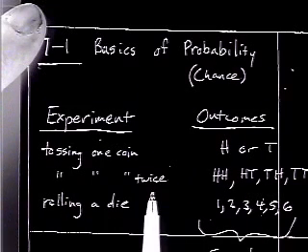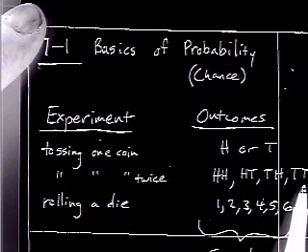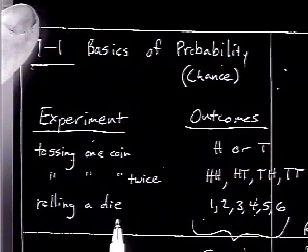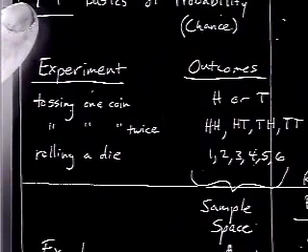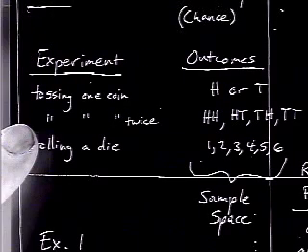If we toss one coin but we do it twice, then we could get heads both times, heads then tails, tails then heads, lastly tails and tails. That would be all of the outcomes. Rolling a die, we could get 1 through 6. These are called the sample space. When you write out all the possible outcomes, you're dealing with what's called the sample space.